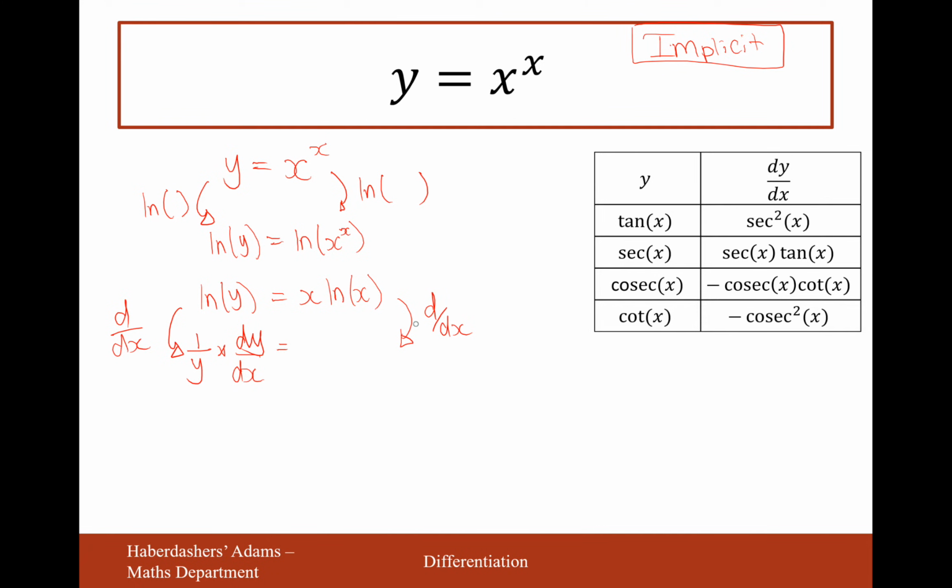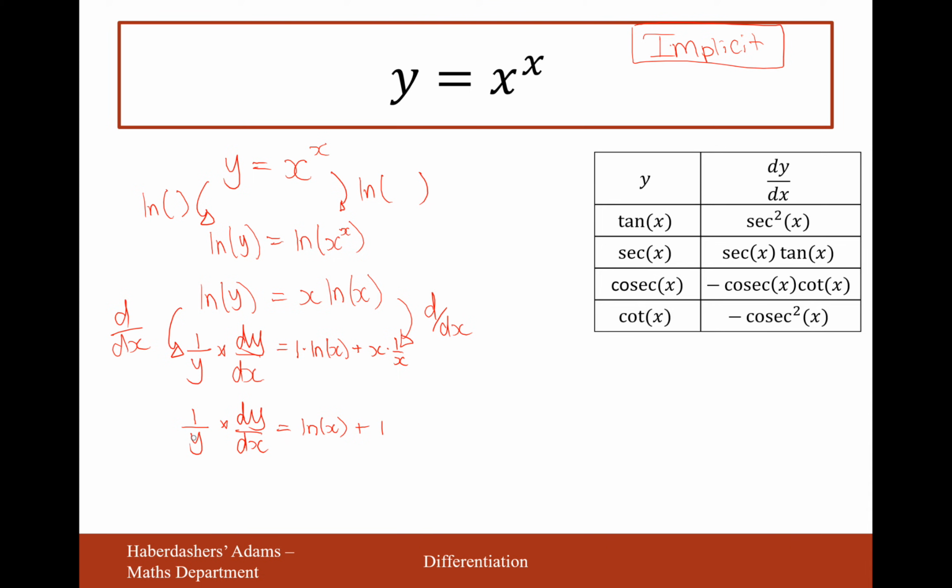On the right hand side, you're differentiating with respect to the correct letter, so you don't need this extra thing here. On the right hand side, it's the product rule. We've got x multiplied by ln x, so let's use the product rule on it. It's going to be 1 times by ln x, add x times 1 over x. So what does this simplify to? Well, it's going to simplify to 1 over y times dy by dx equals ln x plus 1, because x times 1 over x is just 1.